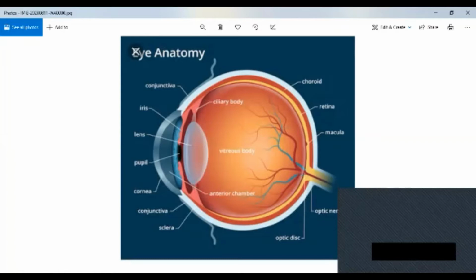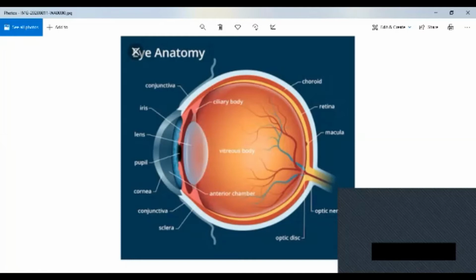Then the aqueous humor, and this is given as the anterior chamber. The anterior chamber is also known as the aqueous chamber. There are two kinds of fluids present in the eye, the aqueous humor and the vitreous humor.